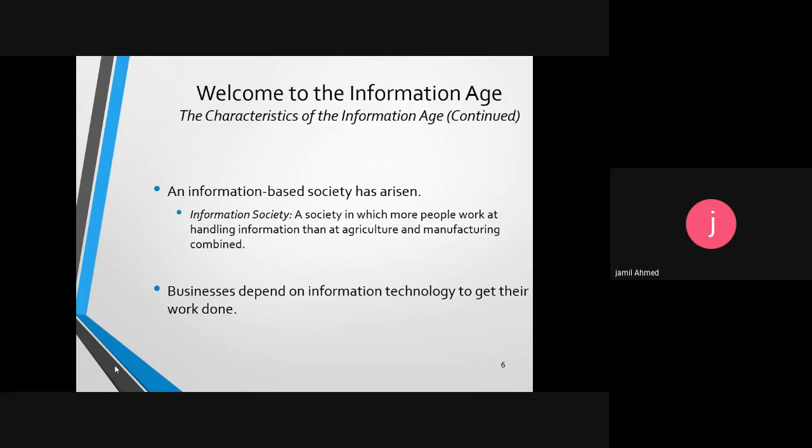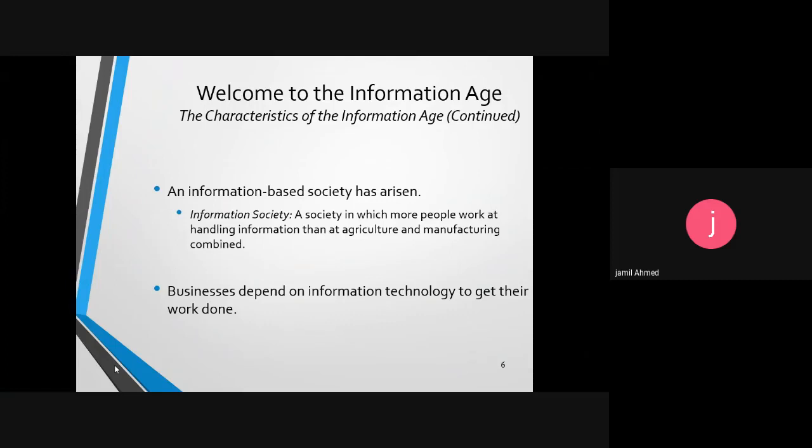Now, information has also had a lot of impact upon the information society, a society in which more people work at handling information than in agriculture and manufacturing combined.